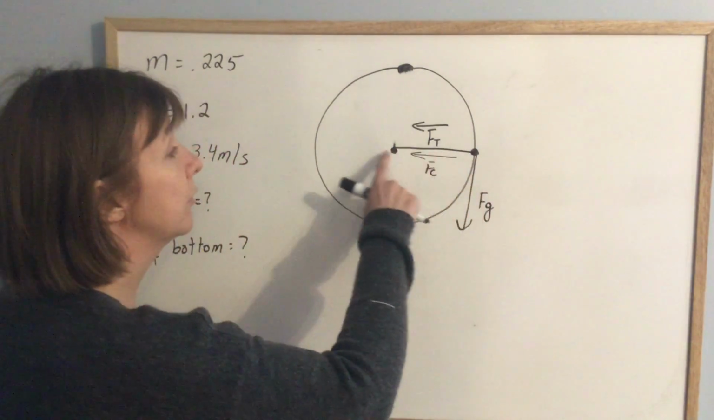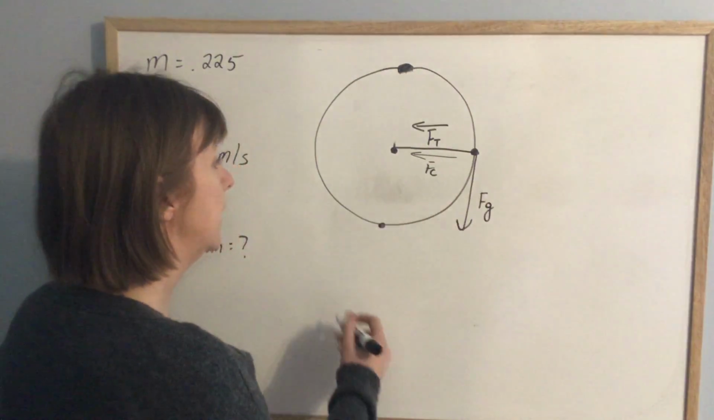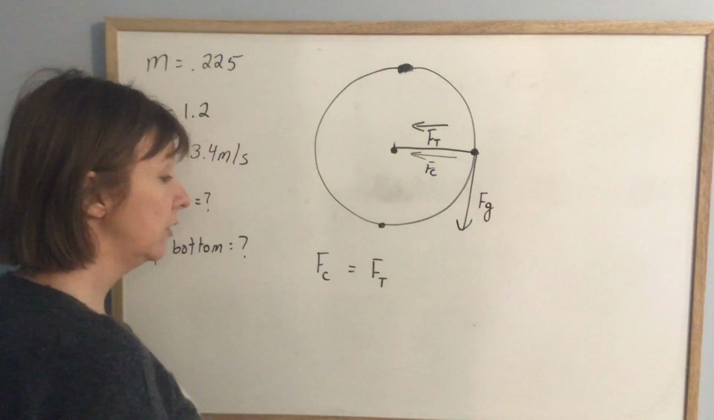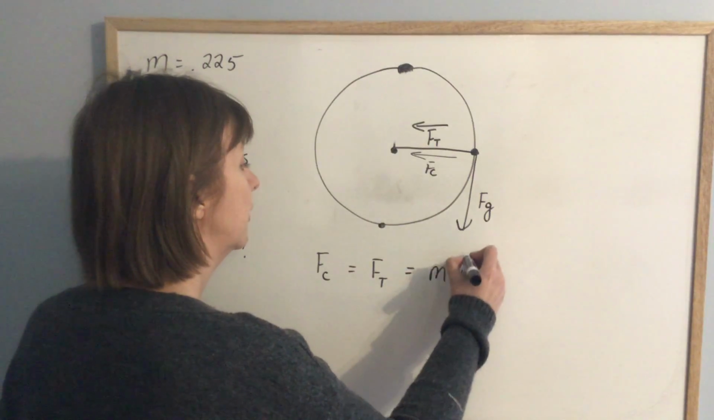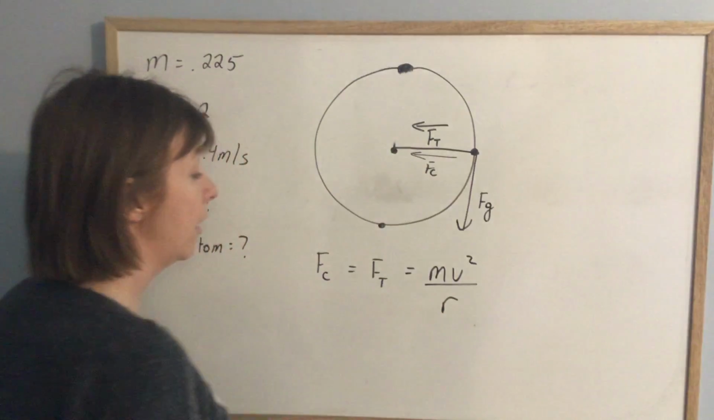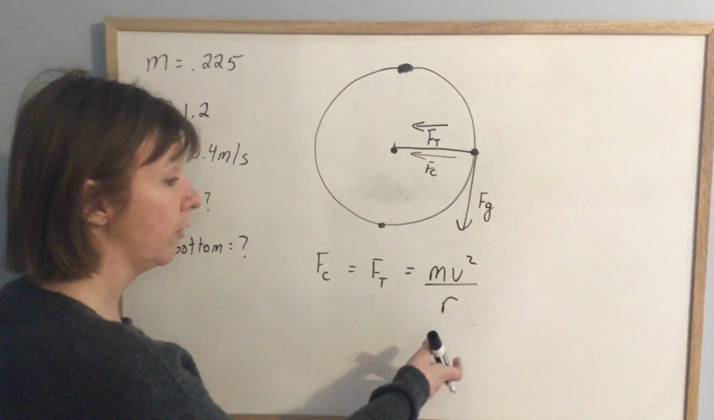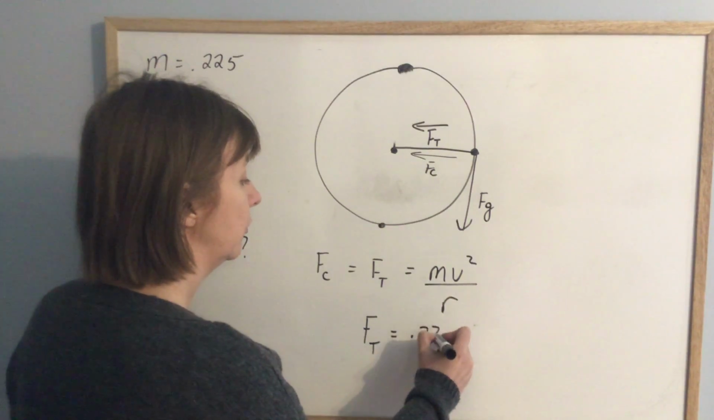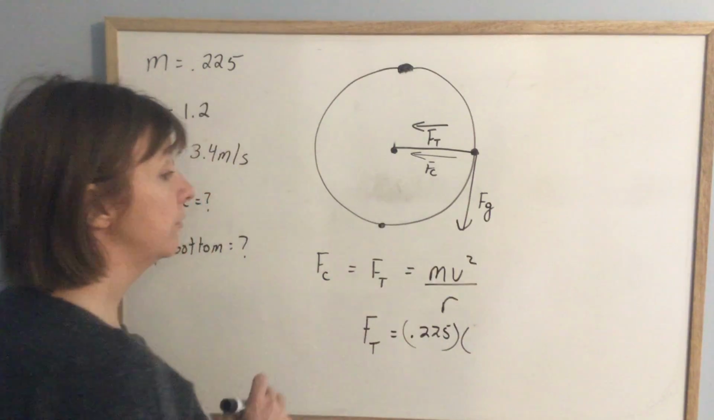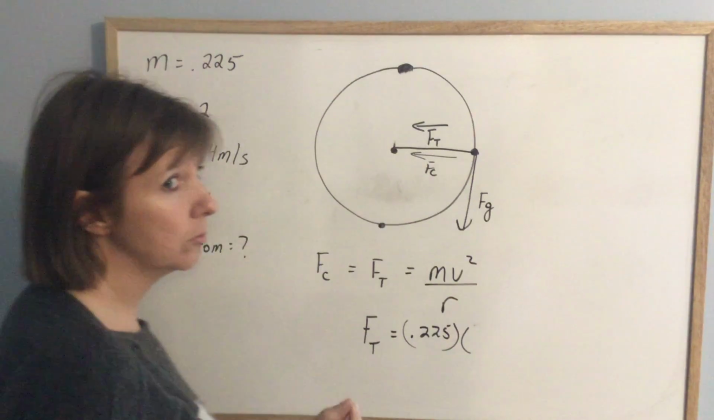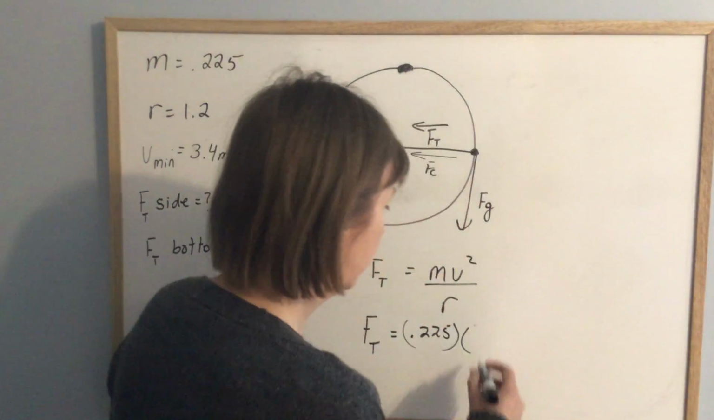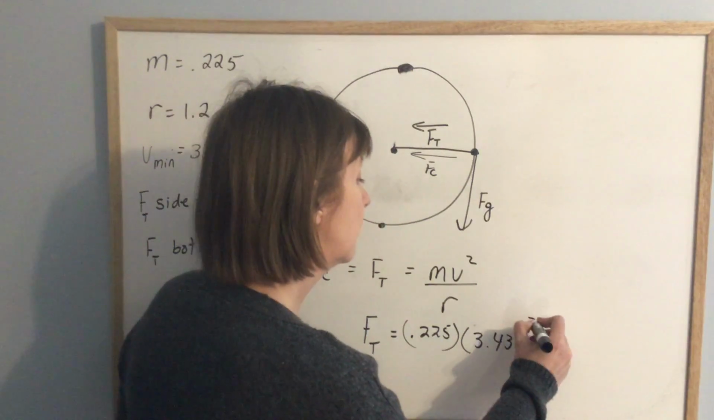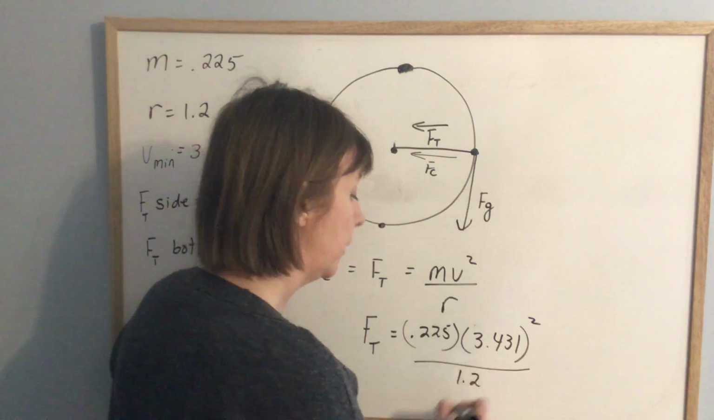So if I want to know what the force of tension is at this point in time, I would say that my centripetal force is equal to my force of tension, which is equal to mass times velocity squared over r, right? Because centripetal force is mass times velocity squared over r. Well, I just so happen to have a mass, 0.225. I now have a velocity, but don't use the 3.4, don't use the rounded off, use the full answer, 3.431, because then you'll be more accurate, squared all over 1.2.